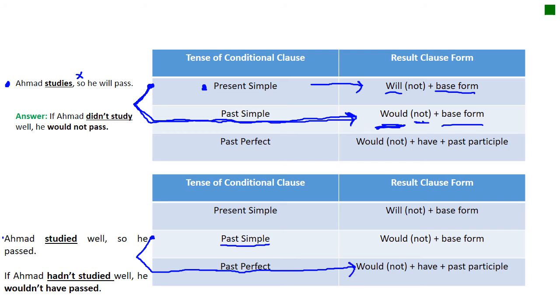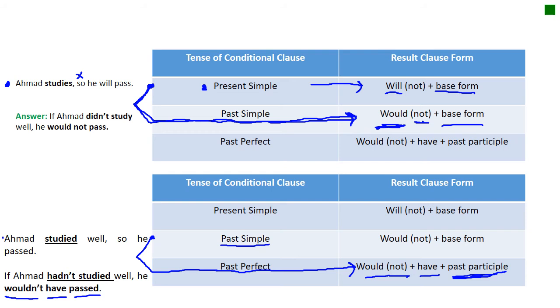What should we write in the result clause? Wouldn't have passed. Would not have passed. Past participle. When you move from the past simple to the past perfect, this is what you have to do. And this is the part that concerns me, guys. You need to study this chart. It would take you all of 5 minutes, okay? Write it, rewrite it so that you memorize it.